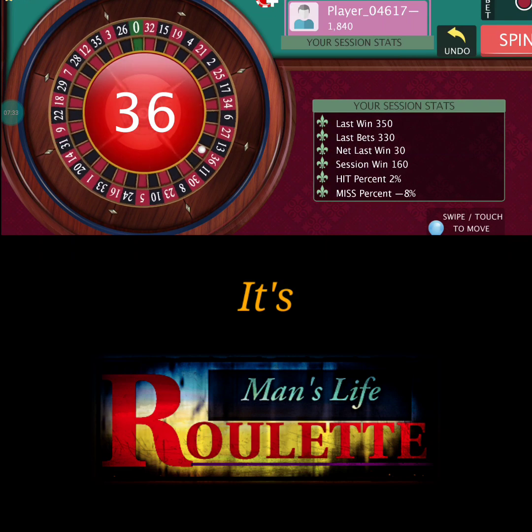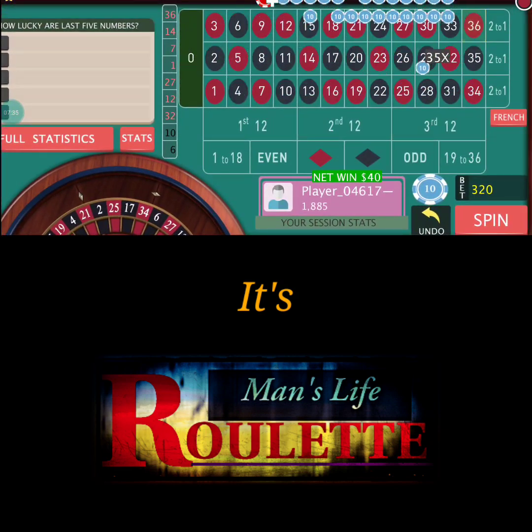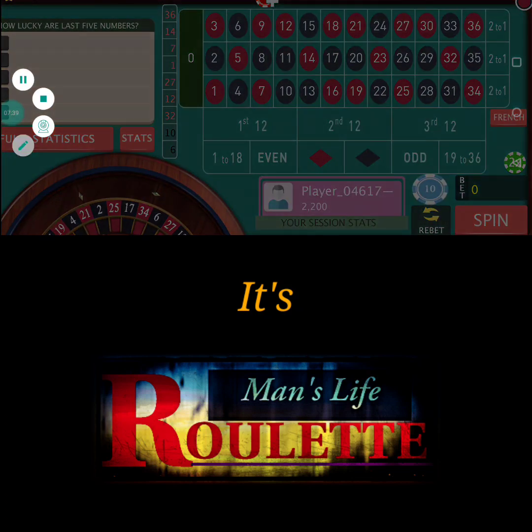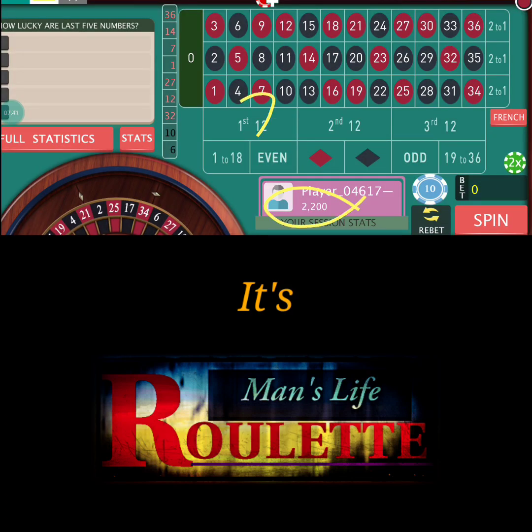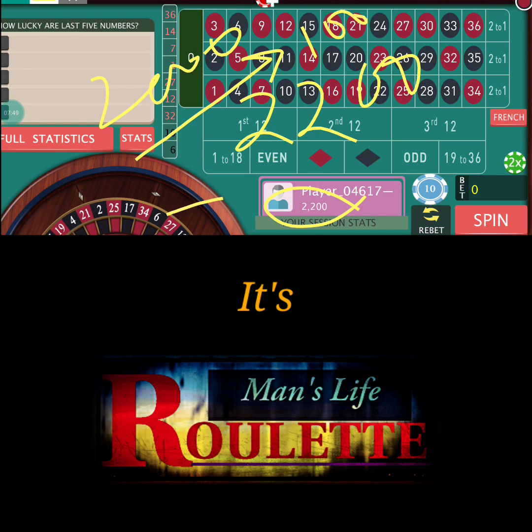It's number 36, and I have achieved the target again. So you can see the bankroll now, it's 2,200. I have started from 2,000. In the first series I have won 100. In the next series I have won again 100, and now my profit is 200.